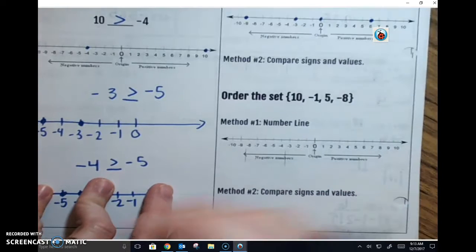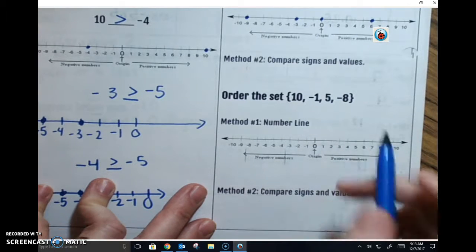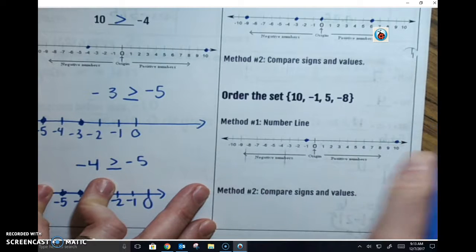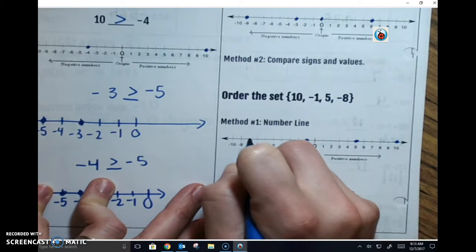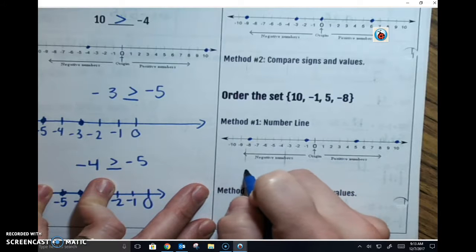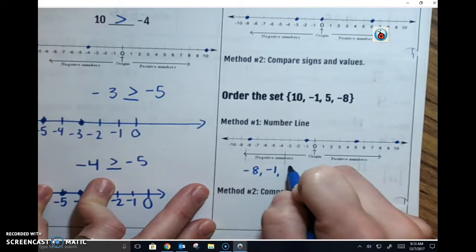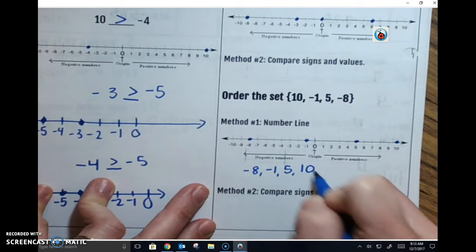Okay, we're going to go from least to greatest again on this one. So let's put it on the number line first. We have 10, negative 1, 5, and negative 8. So it goes negative 8, negative 1, 5, and 10.